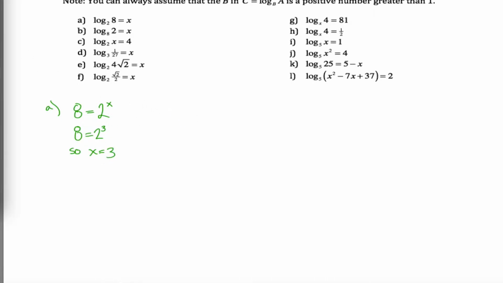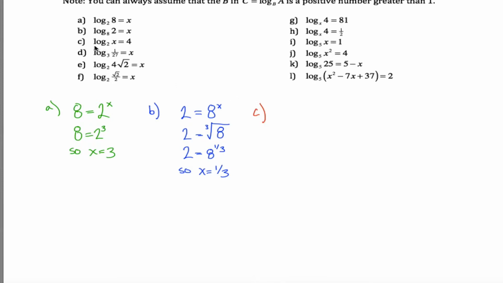Okay, I guess I can switch colors so that these don't bleed into each other too bad. Part B, similar, except the 8 and the 2 are kind of reversed. So now I got that 2 is equal to 8 to the x power. Well, 2 is equal to the cubed root of 8. And the cubed root of 8 is the same as 8 raised up to the 1/3 power. So in this case, I would say that x is equal to 1/3. A little tricky.